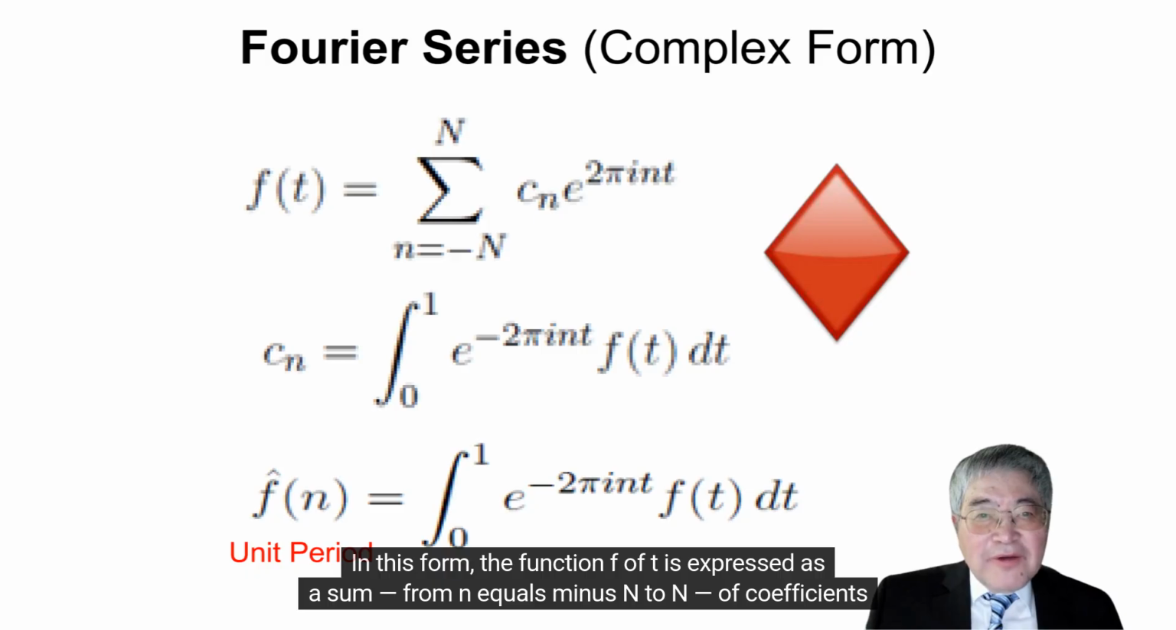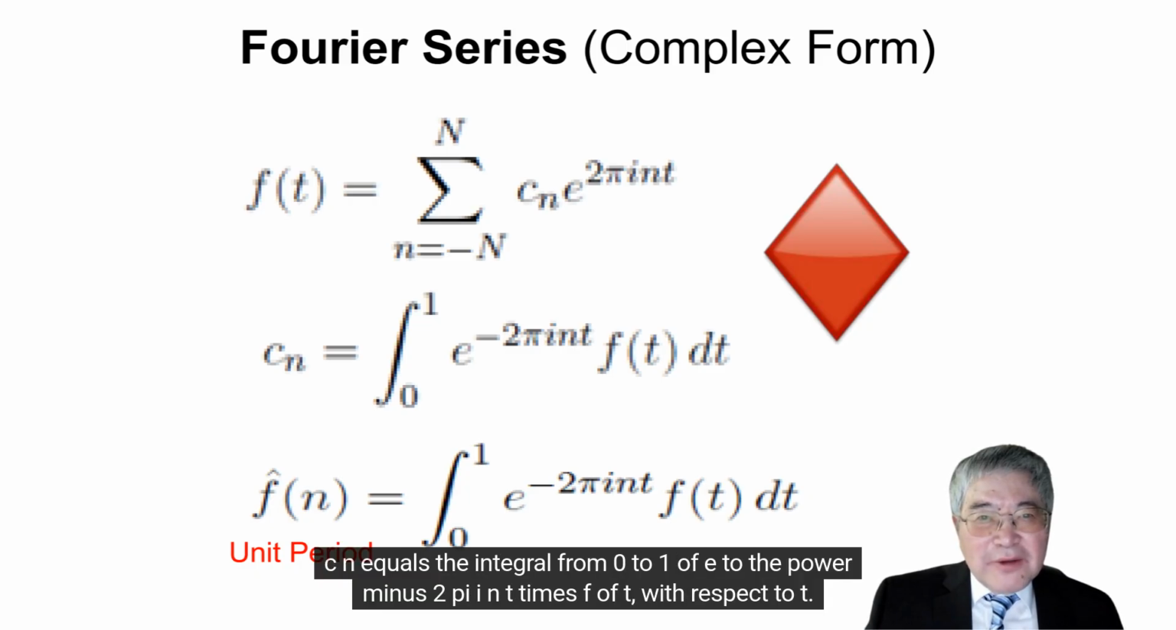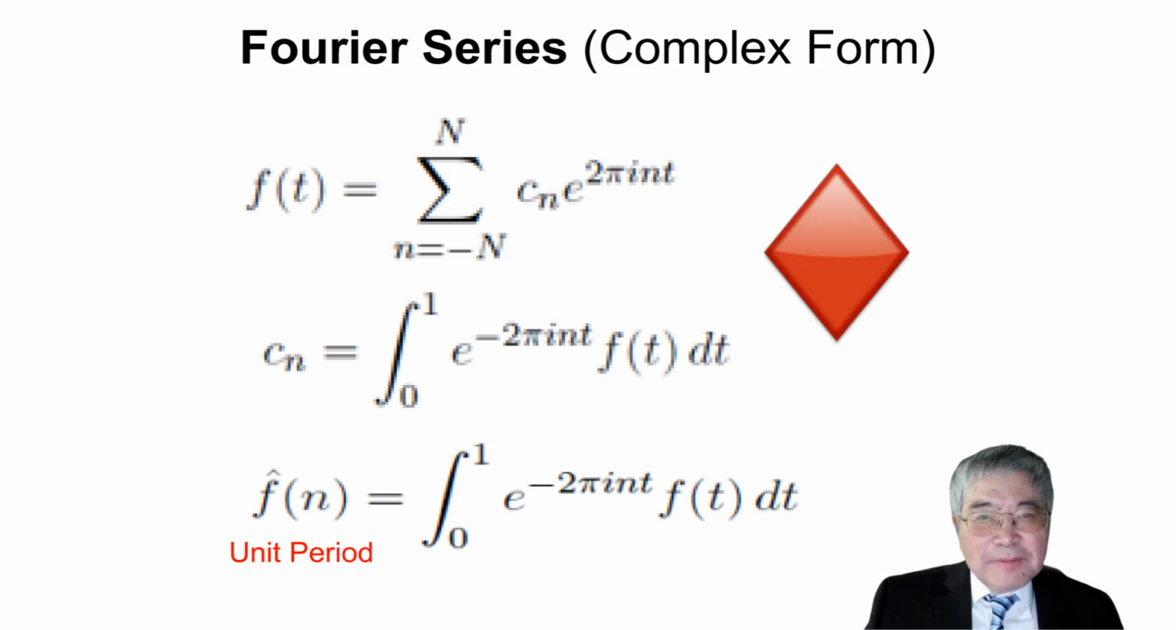In this form, the function f of t is expressed as a sum from n equals minus infinity to infinity of coefficients cn multiplied by e to the 2 pi int. And just like before, we need to figure out those coefficients. So how do we compute cn? We use this formula. cn equals the integral from 0 to 1 of e to the power minus 2 pi int times f of t with respect to t.